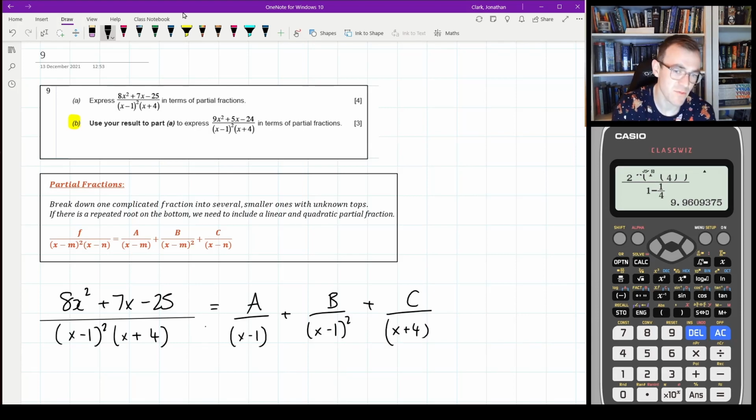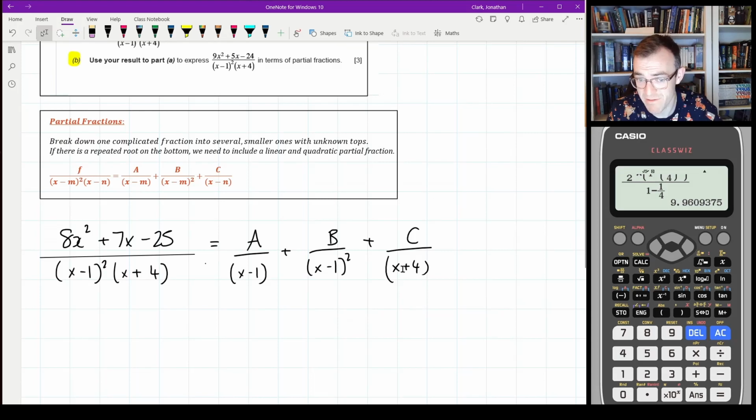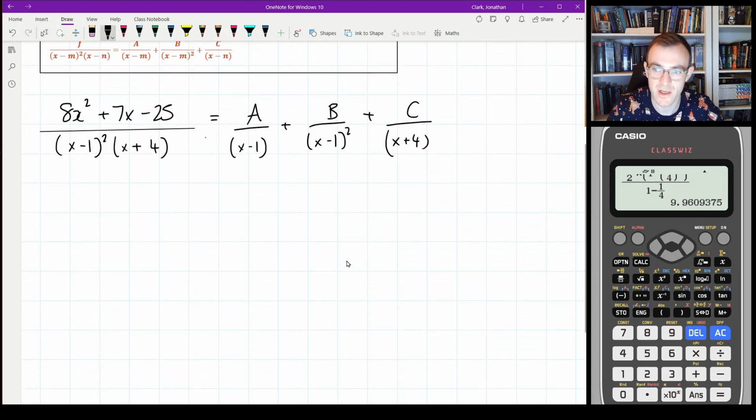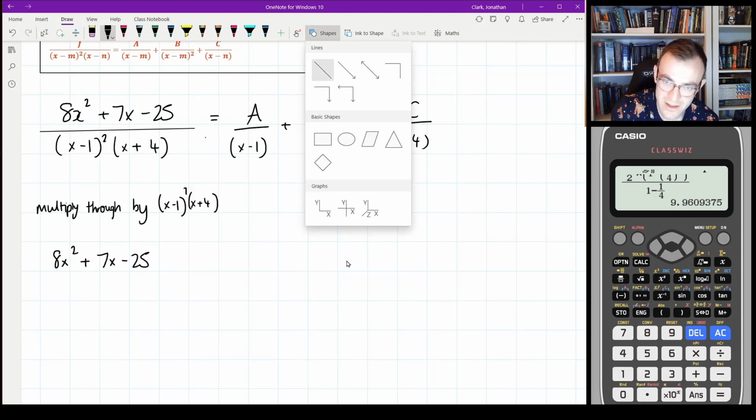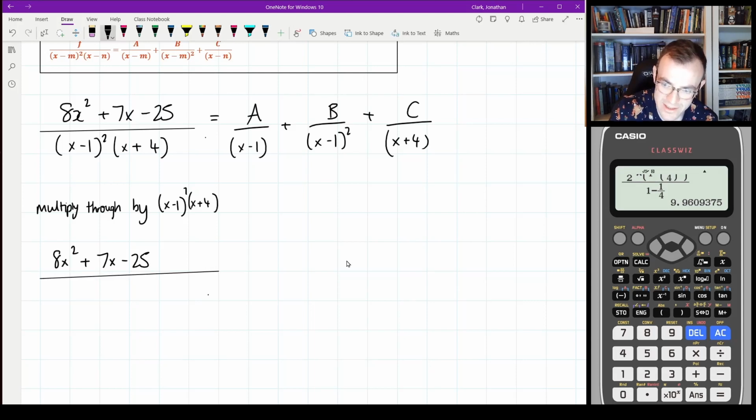Just so you know, it doesn't matter which way you order these a, b's, and c's. So if your fraction a has like an x plus 4 on the bottom, it's not a problem, as long as you have 3 fractions with these 3 bottoms. So let's multiply through by x minus 1 squared, x plus 4. And what that's going to do is, initially it's going to cause a lot of mess, but then it will tidy things up quite nicely.